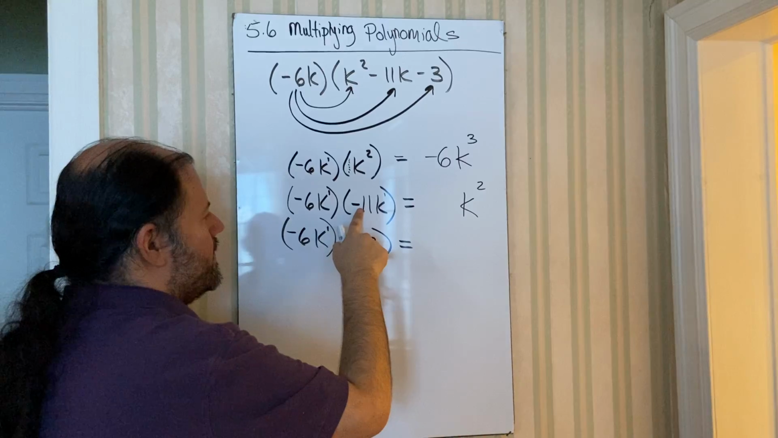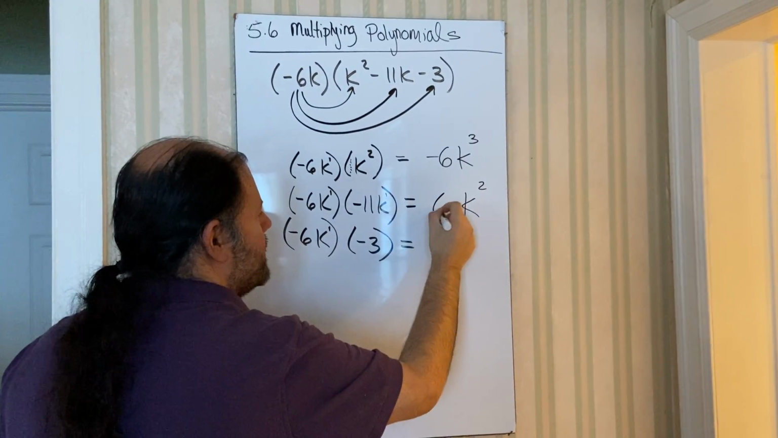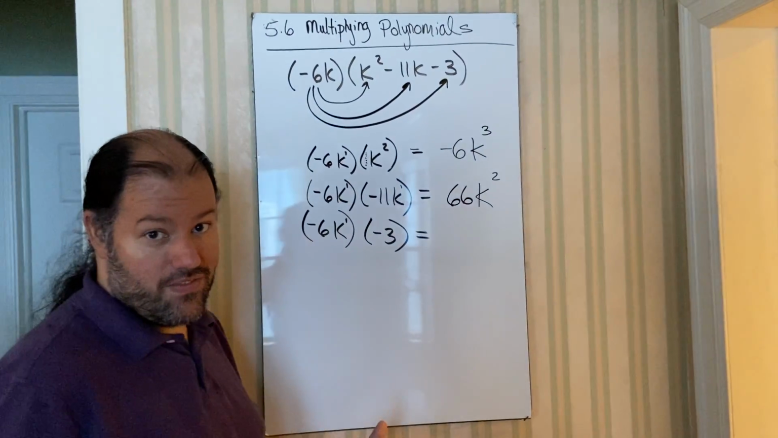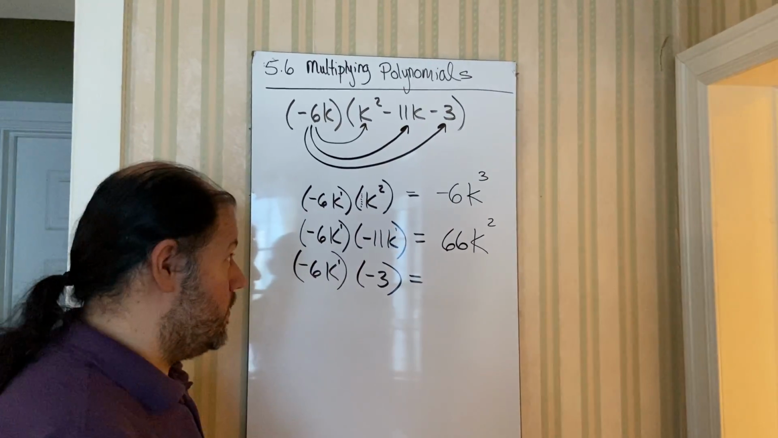And then negative 6 times negative 11 is going to be a positive 66. Remember, negative times negative is positive. Anytime that you're doing multiplication, we use that tic-tac-toe board rules.